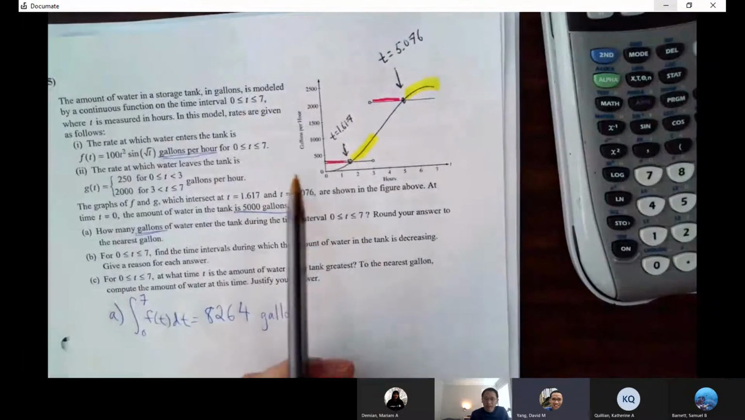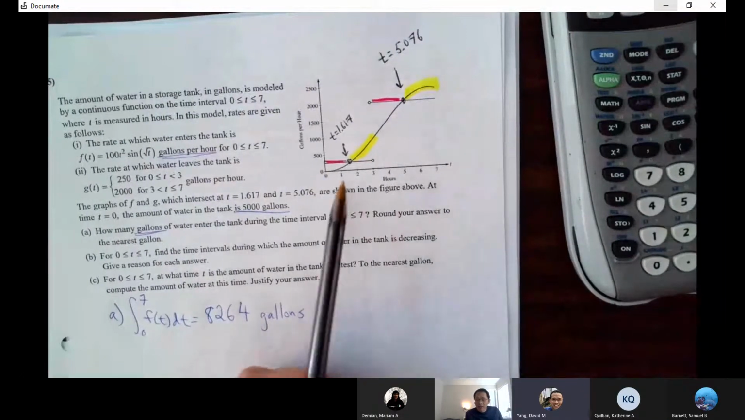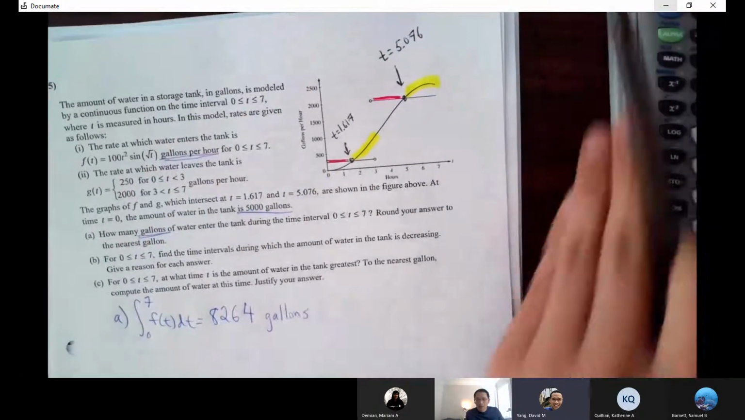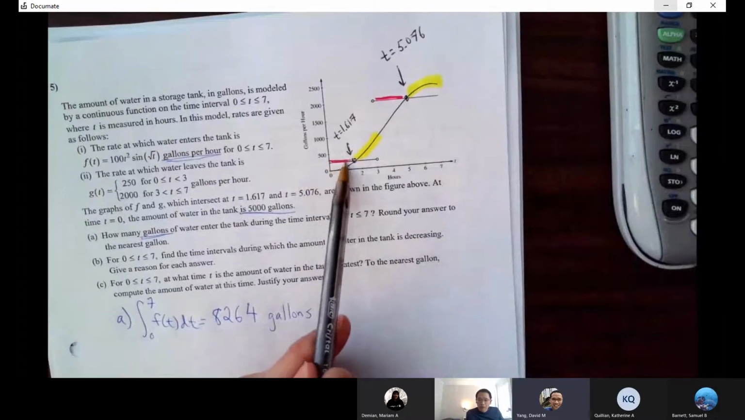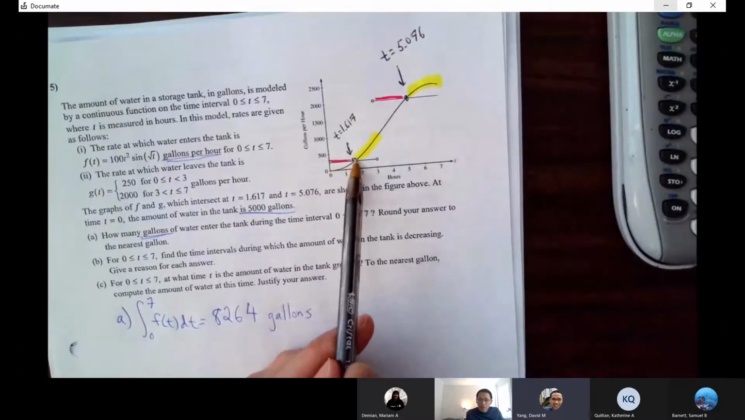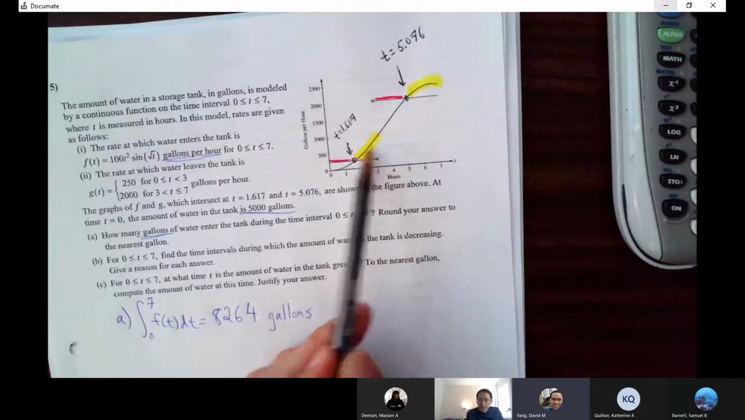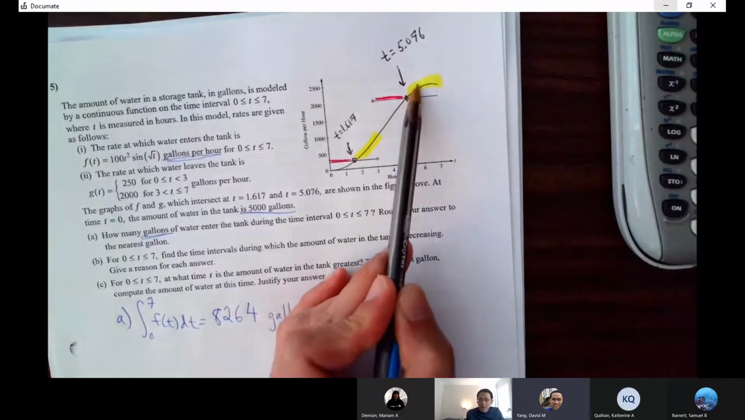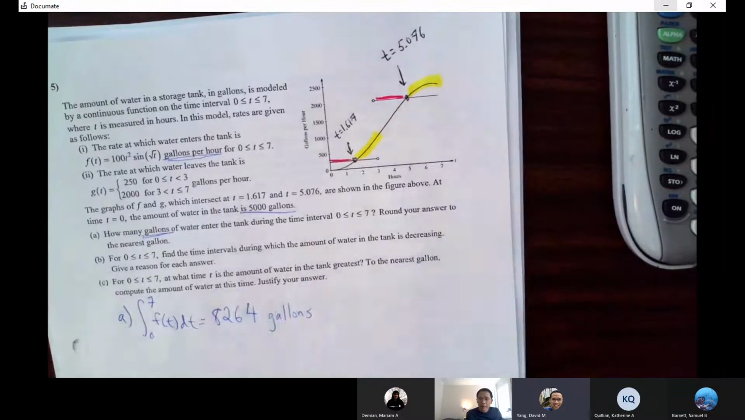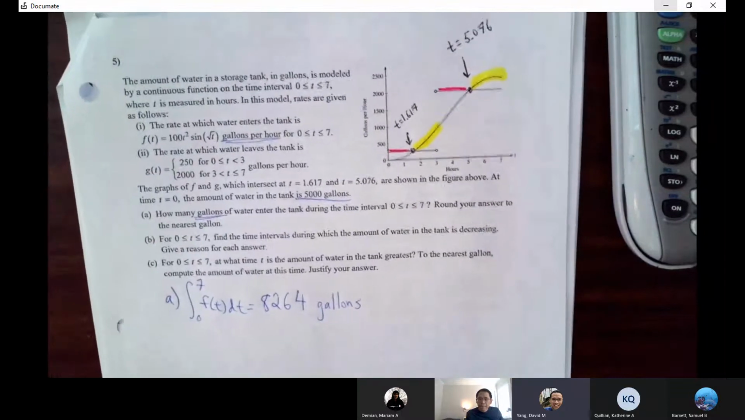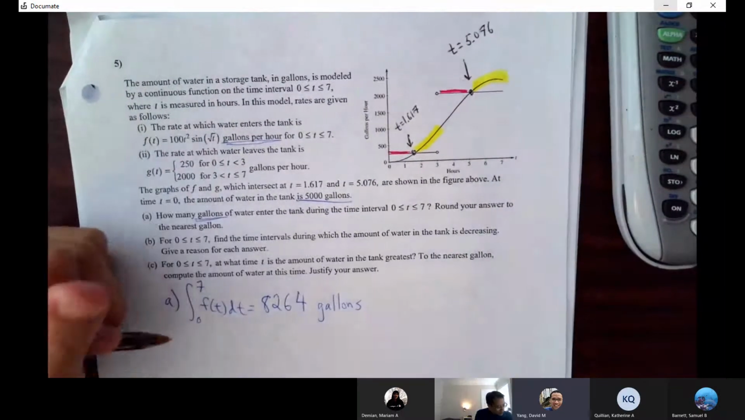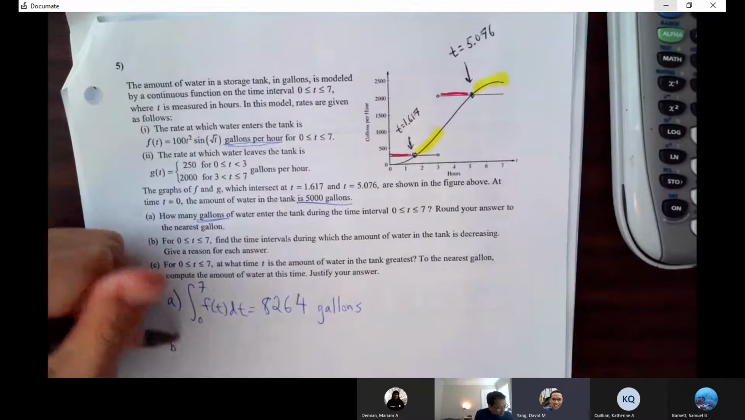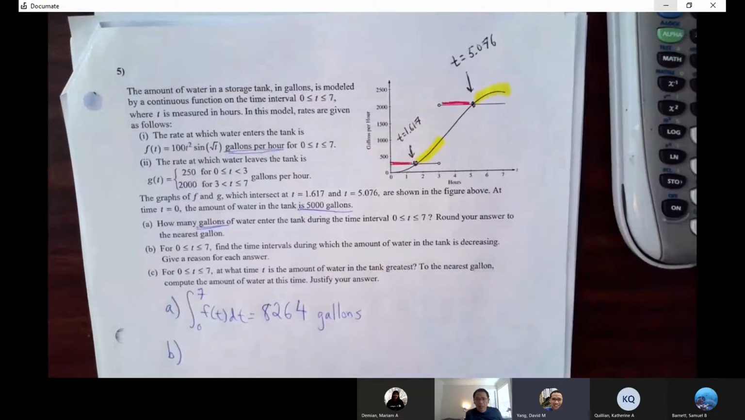So looking at this diagram, we can basically conclude that water level is dropping, but it's going to rise from 1.617 to 3. It's going to fall again, and then it's going to rise from 5.076 until 7. Okay. So using that visual diagram, I think we should be able to answer part B.